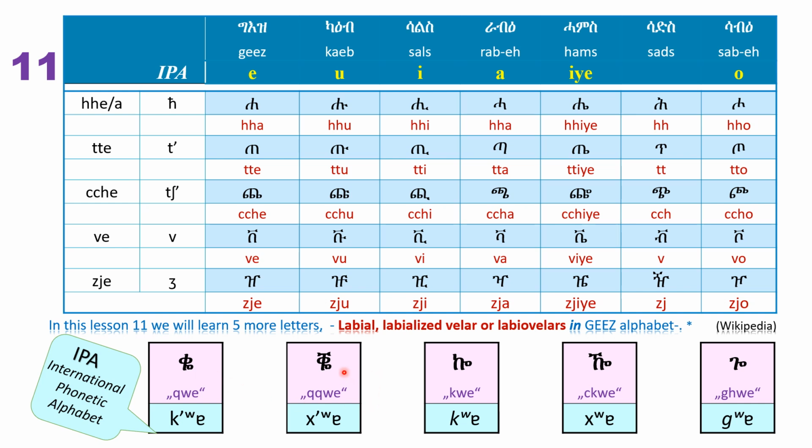Que, hue, gue. According to the IPA, those letters are explained with those alphabets. Que, hue, gue.